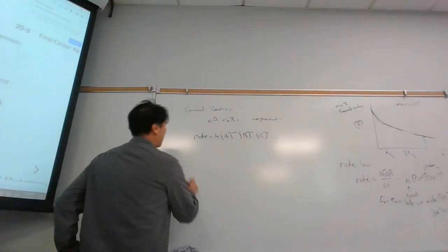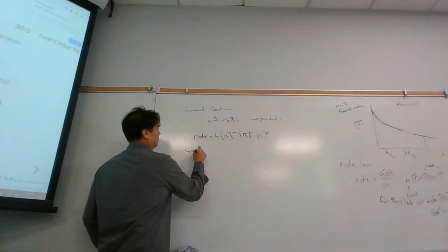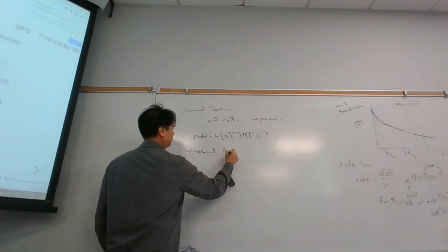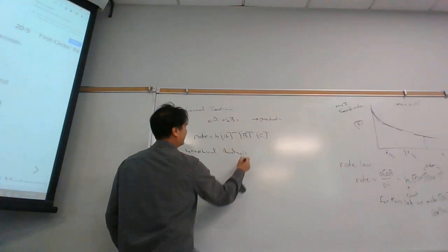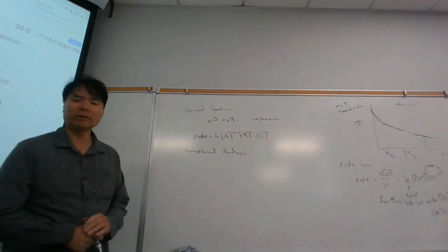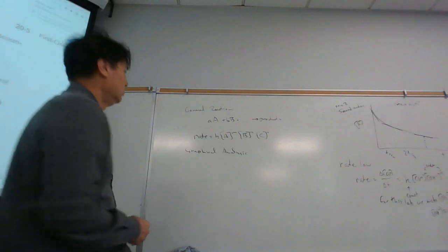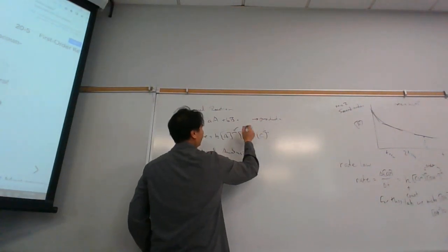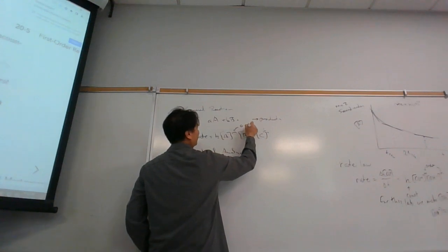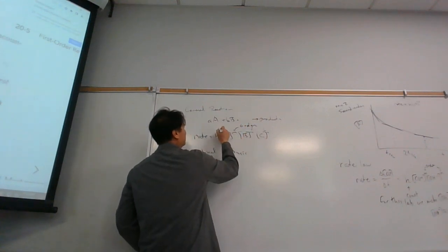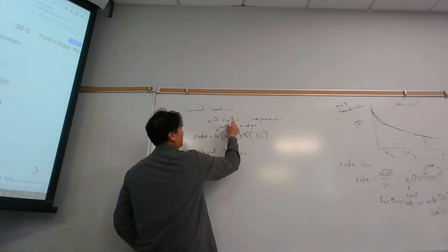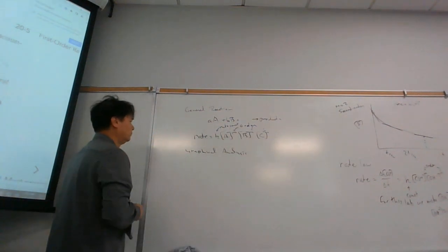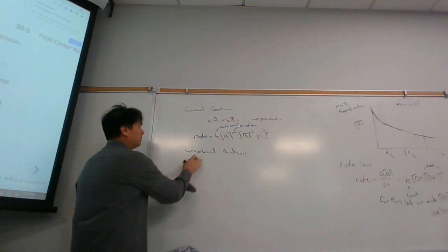Now, if we want to do graphical analysis, we need to determine two things in the rate law. We need to determine what m, n, and o, etc. are. We need to determine the order of reaction. And we need to determine the rate constant. What is the rate constant equal to?